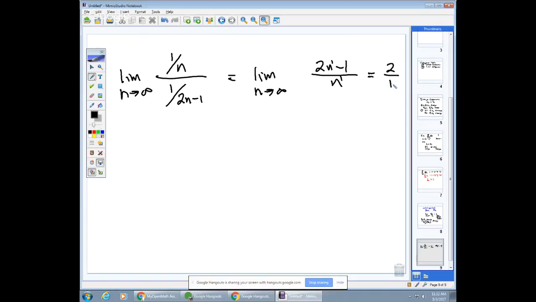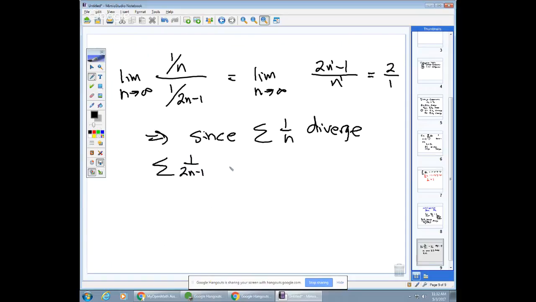Now you might ask, does it matter which one goes on top? Well, if I flipped which one was on top and bottom, then I just flipped the limit, and I still have a positive finite number when I flip it. Okay, so I'm good. This has a limit of 2, so that implies, since the sum of the 1 over n's diverges, the sum of the reciprocals of the odd numbers must diverge also. And usually when we do something like this, we state clearly which theorem we use. So then I would say by the limit comparison test.